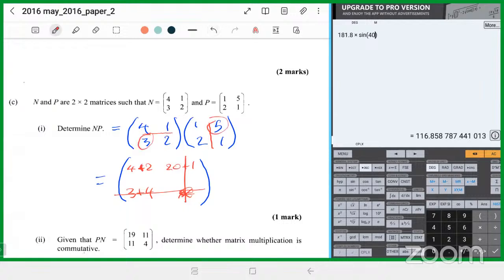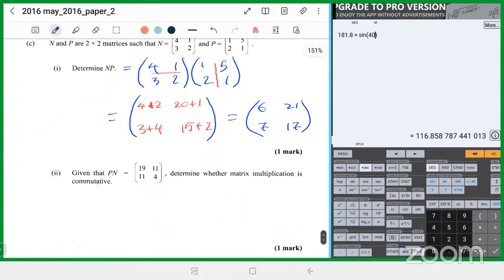3 times 5 and 2 times 1. 3 times 5 is 15, and 2 times 1 is 2. And then we'll just write the final answer for this. So 4 and 2 right here is 6. 20 and 1 is 21. 3 and 4 is 7. 15 and 2 is 17. That's the matrix. It says now, given that Pn is equal to this.